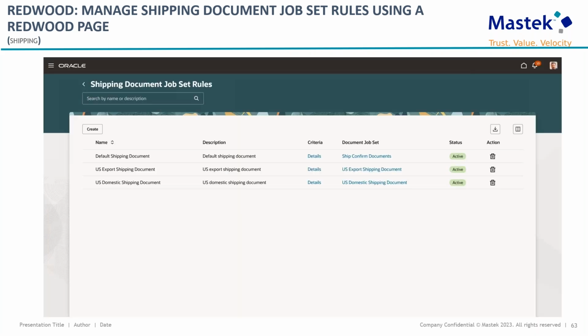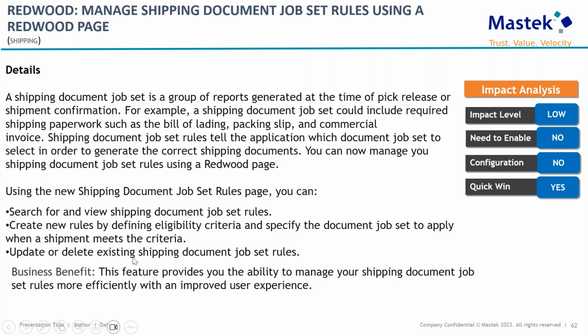Okay, this is where we will be performing this. Able to create new shipping document job set rules. The business benefit is it provides you the ability to manage your shipping document job sets more efficiently. The impact is low. We do not have to enable it manually. It comes as a default feature. There's no configuration required, and it is still considered a quick win for the business.